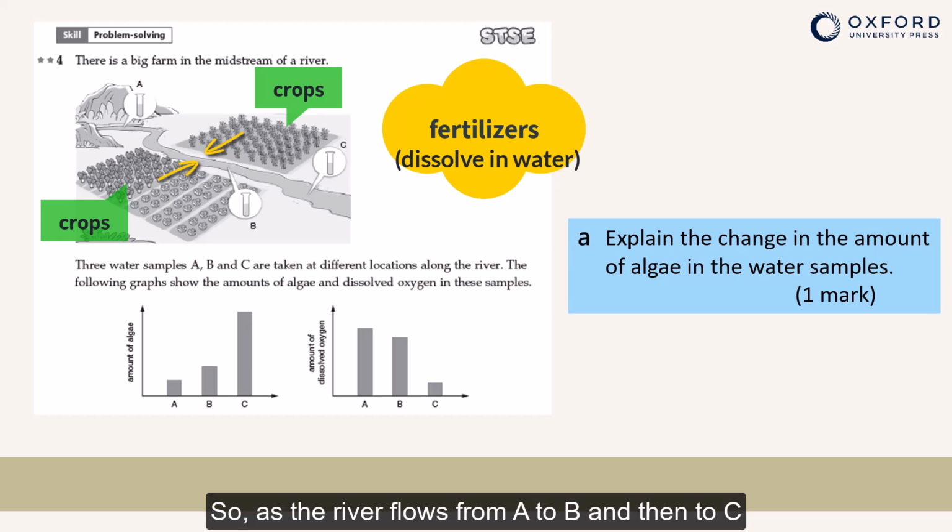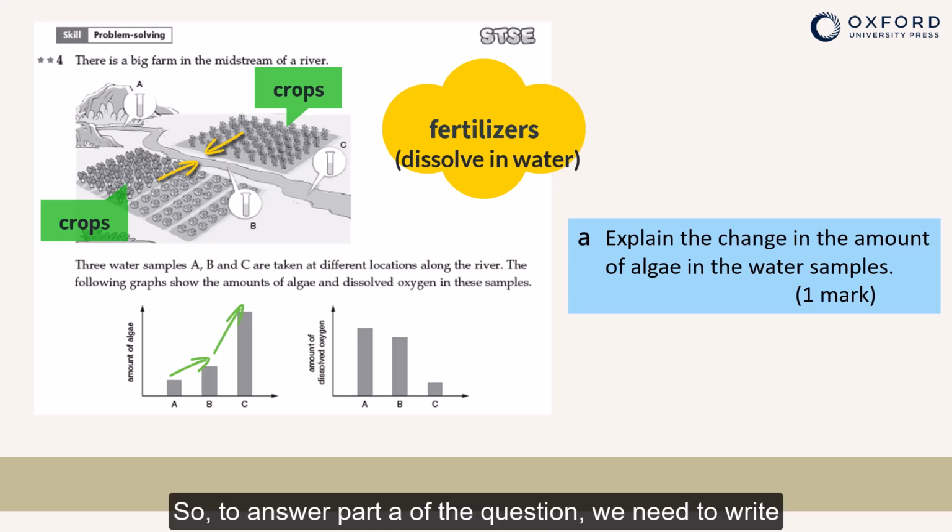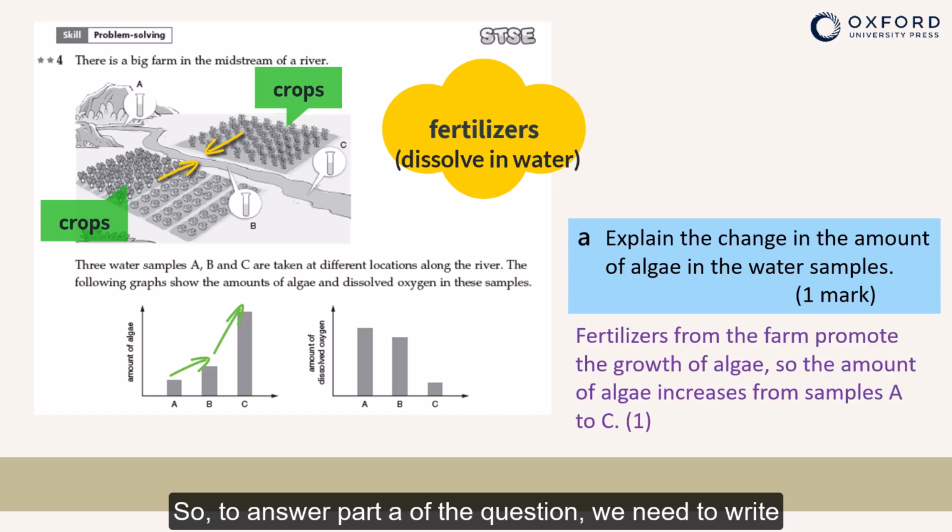So, as the river flows from A to B and then to C, the amount of algae in the water increases. So, to answer Part A of the question, we need to write: fertilizers from the farm promote the growth of algae, so the amount of algae increases from samples A to C.